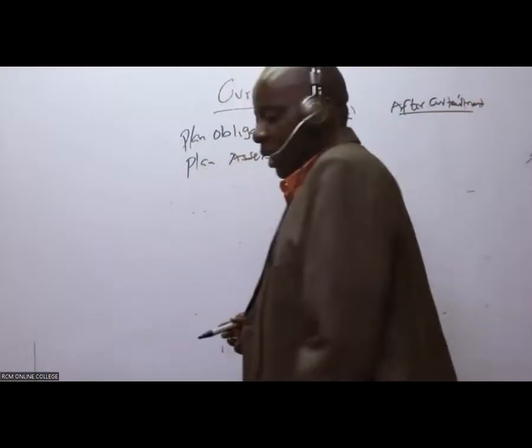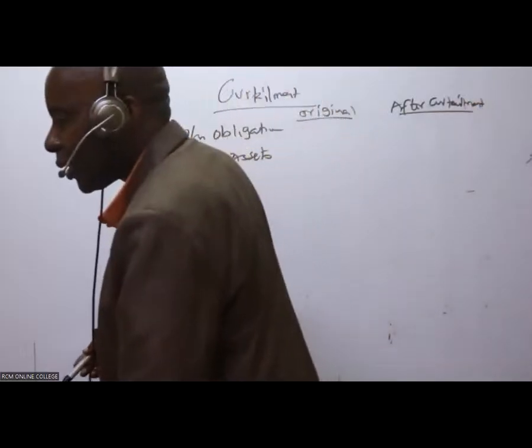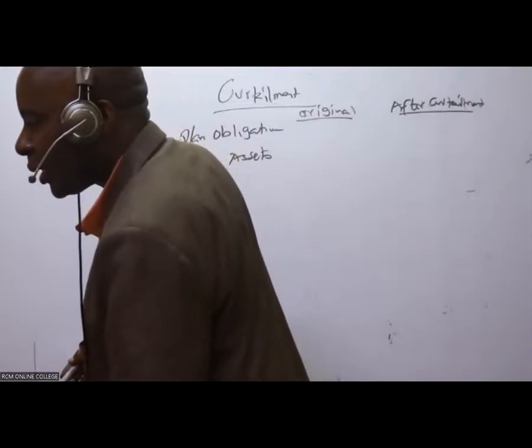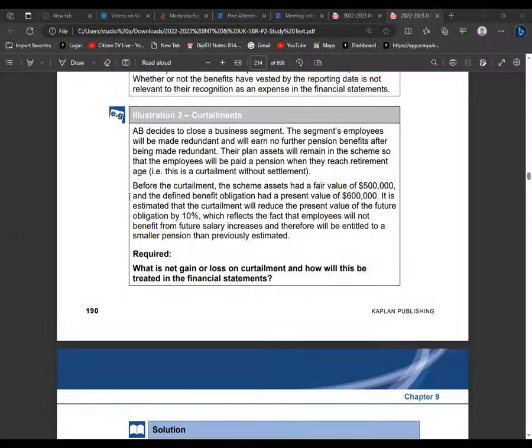I hope you have been able to take the screenshot. The original: we are told that before the curtailment, the plan assets were 500,000, and the obligation was 600,000.